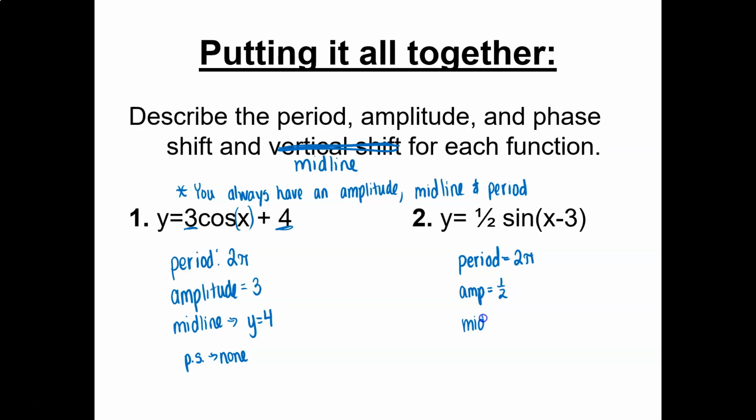Midline. Does our midline change on this one? No. But we still have one. It is y equals 0. Now, if they ask you for a vertical shift, you might say none, because it has not shifted vertically. But it does still have a midline. So if they ask you for midline, you have one. And this one is going to have a phase shift. Kayla, what would the phase shift be? 3. Good. What direction? Right or left? Right.